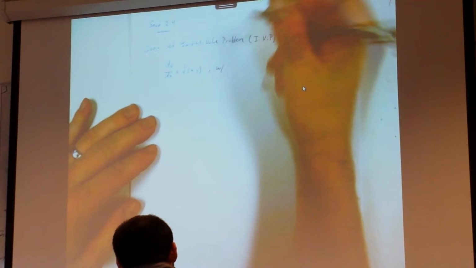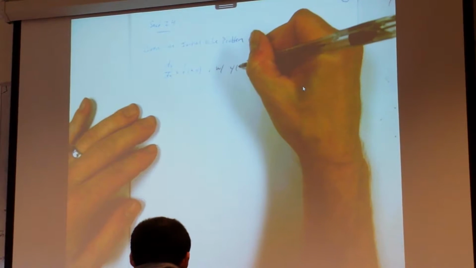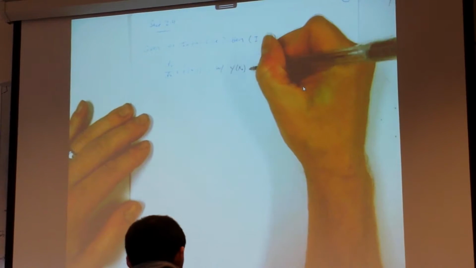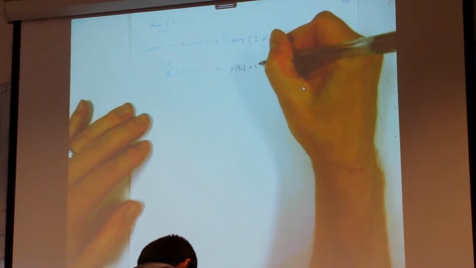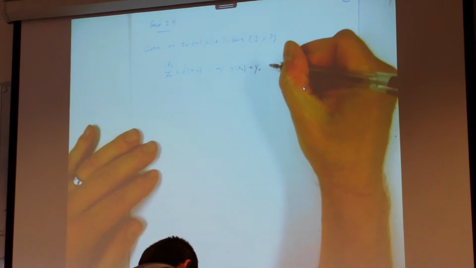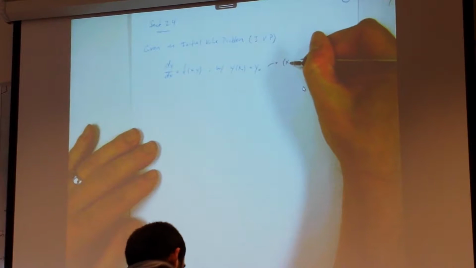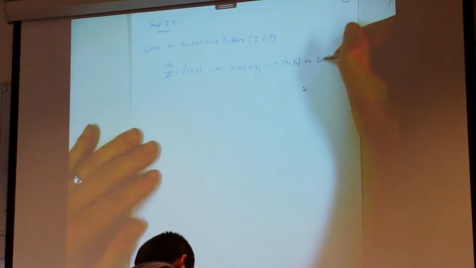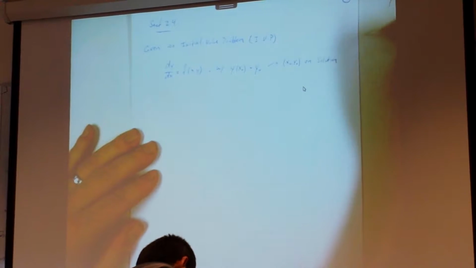And say the initial condition y of some value x naught, not necessarily 0 or anything like that, but we have some initial condition y of x naught equals y naught. In other words, the point x naught comma y naught is on the solution curve. So that's just a particular point that it has to satisfy.